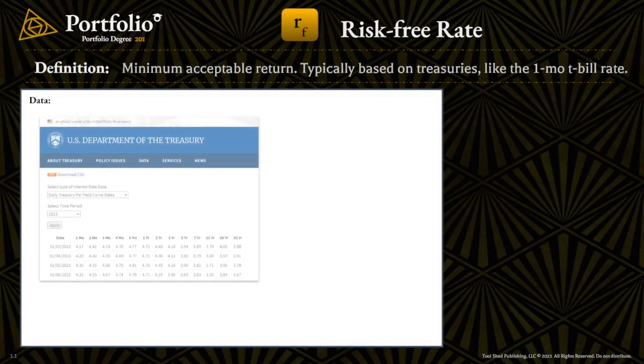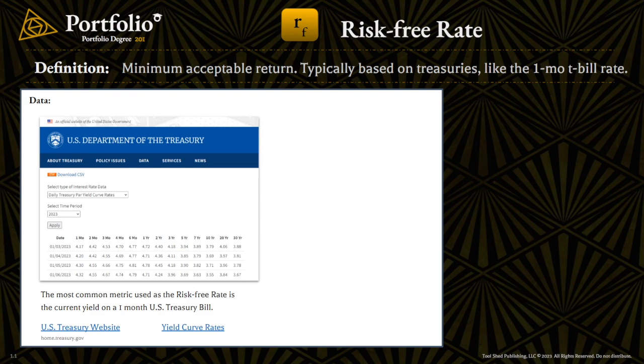Risk-free rate is what should be the minimum acceptable return for your portfolio. This is a rate that's typically based on treasuries, like a 1-month T-bill rate. However, depending on the investor that you talk to, they may use a different benchmark. The 1-month T-bill rate is the most common one used by Wall Street analysts, so that's what we use in our examples. And if you want to know the current 1-month T-bill rate, you can go to the U.S. Treasury Department's website, and they post all of the current treasury rates on there daily.